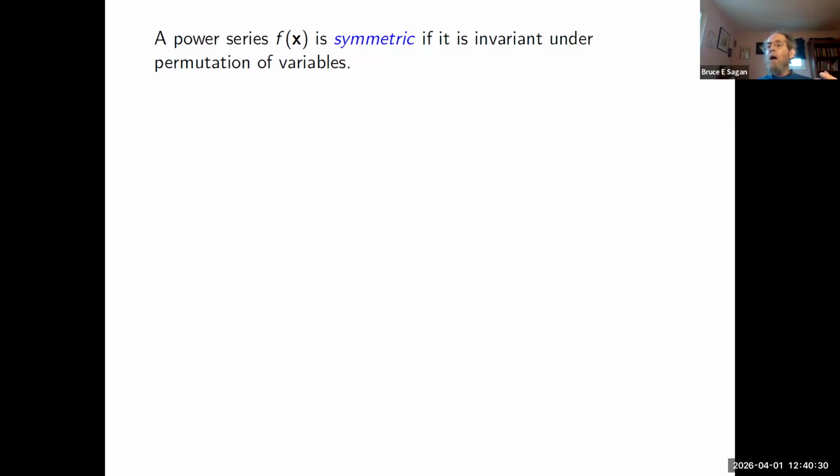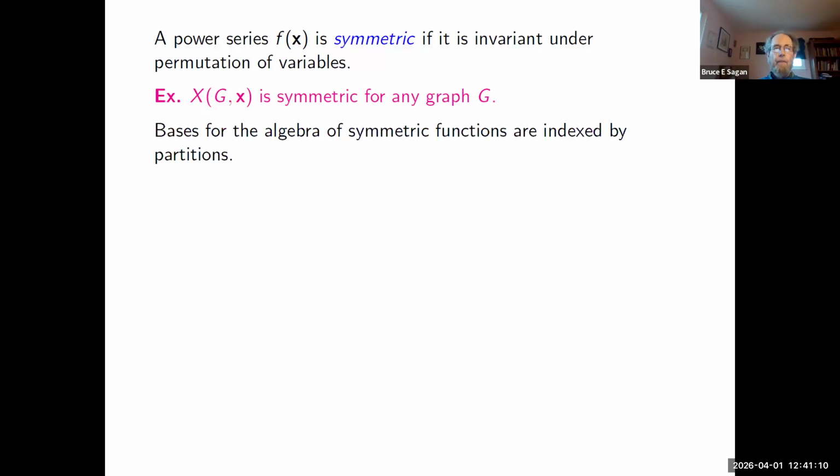I'm now going to give you an analog of the acyclic orientation theorem in the setting of chromatic symmetric functions. So we'll say that a power series is symmetric if it's invariant under any permutation of variables. And it's pretty clear that X is always symmetric for any graph. Why is that? What does permuting the variables correspond to in terms of the coloring? You're just permuting the colors on the vertices. If I take a proper coloring and I permute the colors, it stays proper, right? So it's going to be invariant under those types of operations.